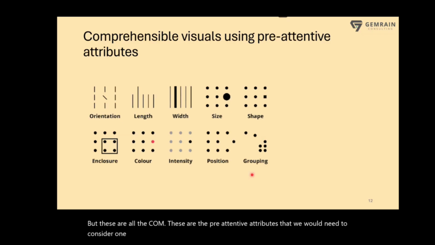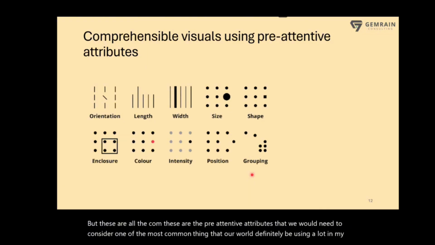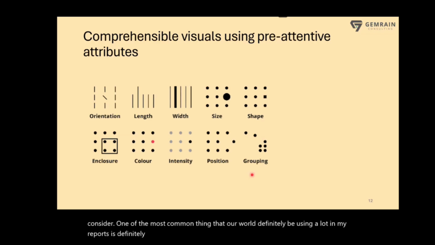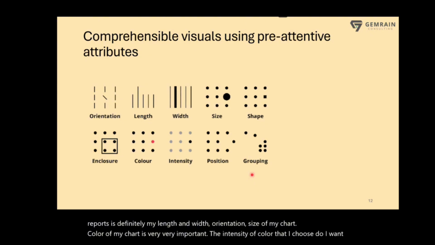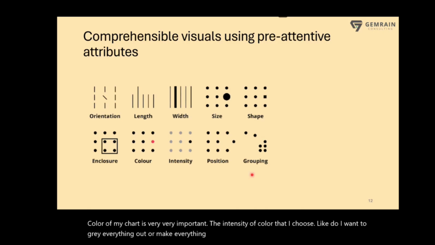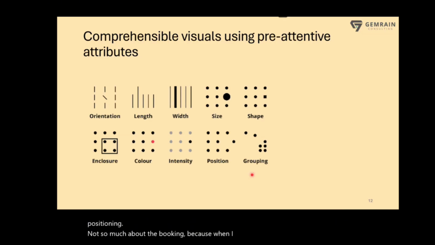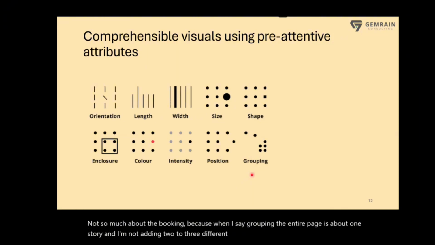One of the most common things that I will definitely be using a lot in my reports is definitely my length and width, orientation, size of my chart. Color of my chart is very, very important. The intensity of color that I choose. Like, do I want to gray everything out or make everything else gray, but this month black, for example? The positioning, not so much about the grouping, because when I say grouping, the entire page is about one story and I'm not adding 2 to 3 different narratives in one page. So grouping is pretty much like per page basis.